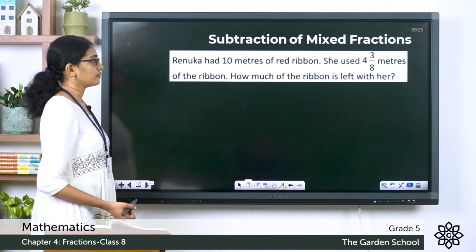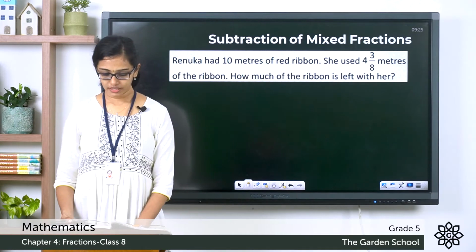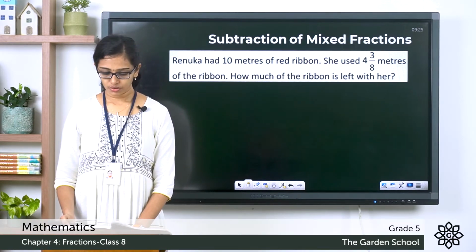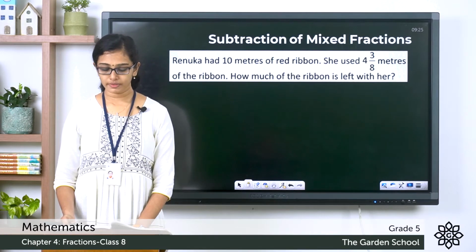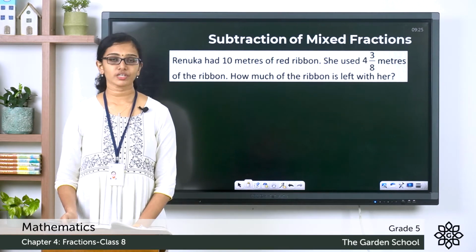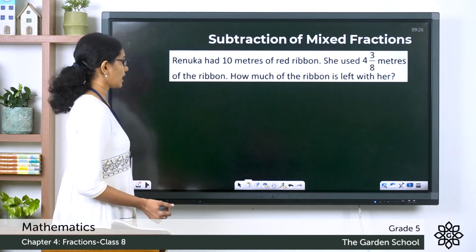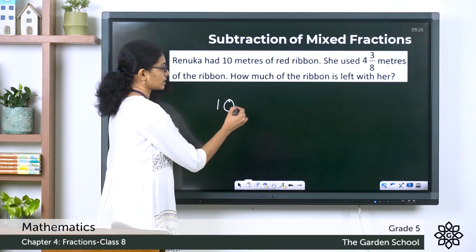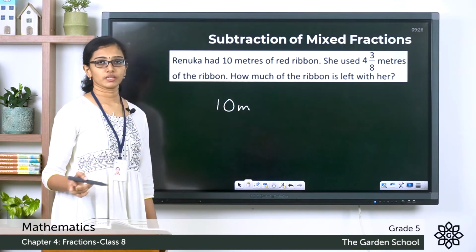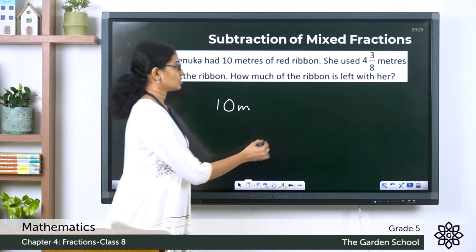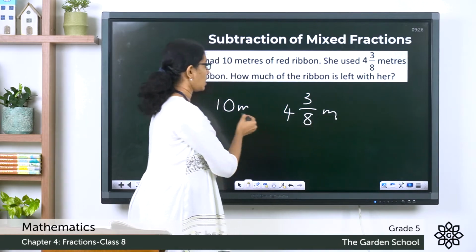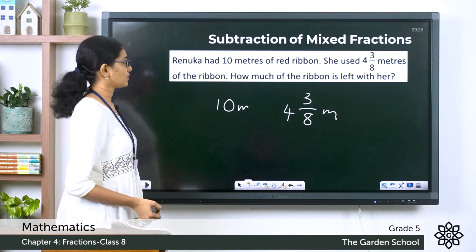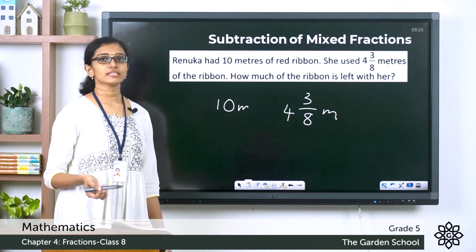We'll see a word problem. Renuka had 10 meters of red ribbon. She used 4 3/8 meters of the ribbon. How much of the ribbon is left with her? So what is given in the question? Renuka had how many meters of ribbon with her? She had 10 meters of ribbon with her. And how much did she use? She used 4 and 3 by 8 meters out of this 10 meters. We're asked to find out how much of the ribbon is left with her.